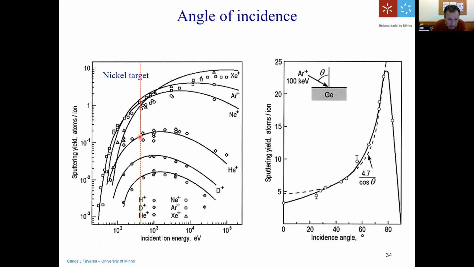But now if you look at what happens when you use neon, argon, or xenon, if you're working with a potential of around 500 volts, then you can see that the sputtering yield is almost the same. So in this zone, you should use the less expensive gas.